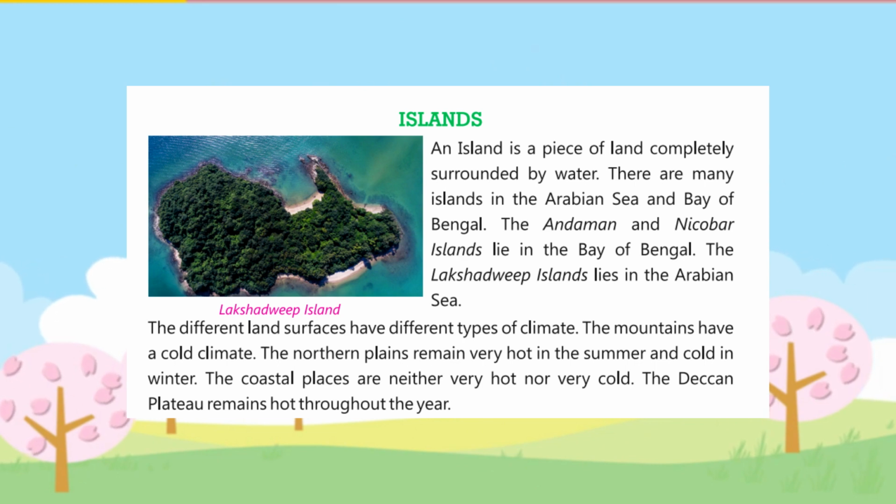The different land surfaces have different types of climate. The mountains have a cold climate. The northern plains remain very hot in the summer and cold in winter. The coastal places are neither very hot nor very cold. The Deccan Plateau remains hot throughout the year.